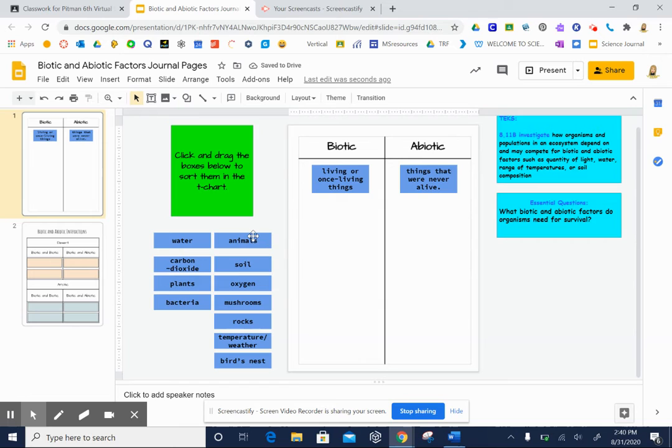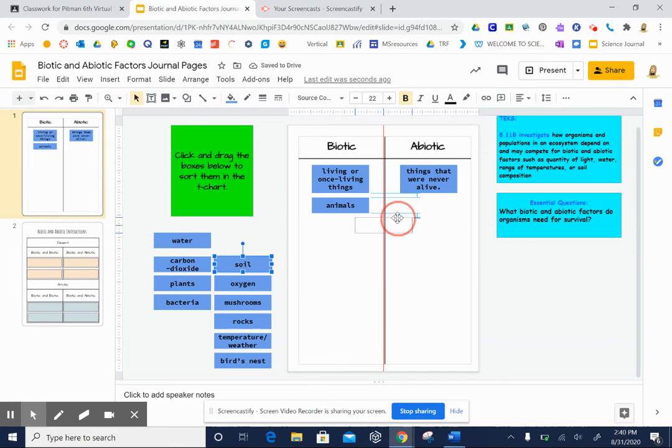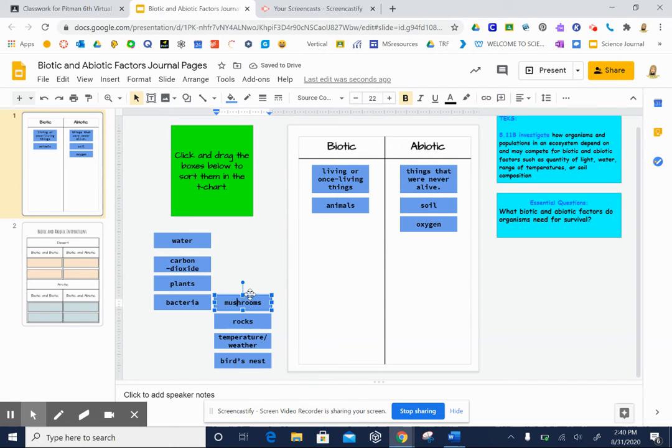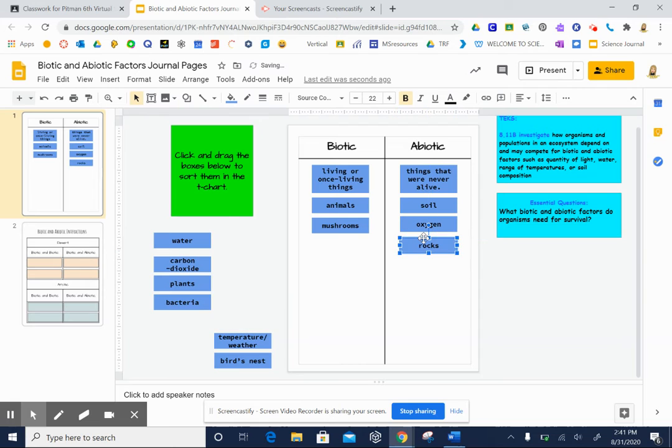Okay, so now animals belongs with biotic because it's living. Soil belongs with abiotic because it's non-living. Oxygen is non-living, so it's abiotic. Mushrooms are living because they are decomposers, so it goes with biotic. Rocks are non-living, so they are abiotic. Temperature and weather is abiotic.